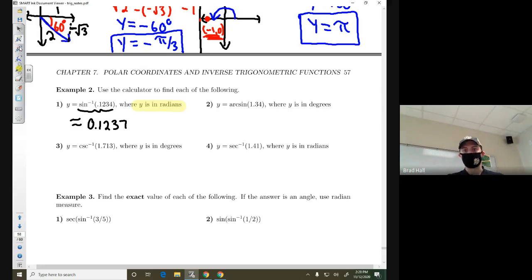So if your calculator is in degree mode, you will not get this answer. If your calculator is in degree mode, you're going to get 7 point something something, which is not correct.